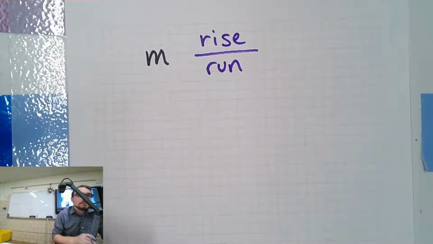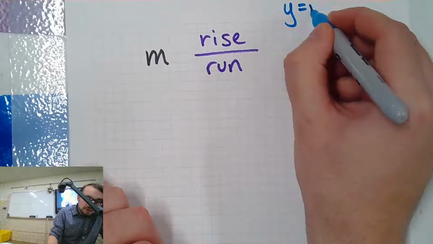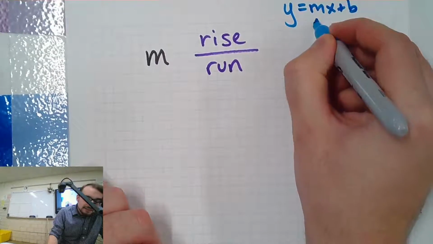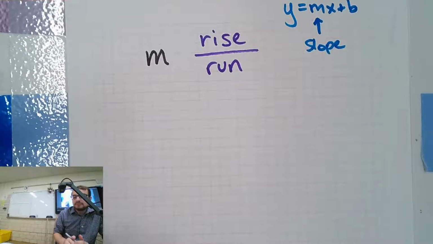Olivia. Ooh, y equals mx plus b is not the slope, but it does have slope in it. And that's it, right? But I'll take that. So there's the slope, right? What else?